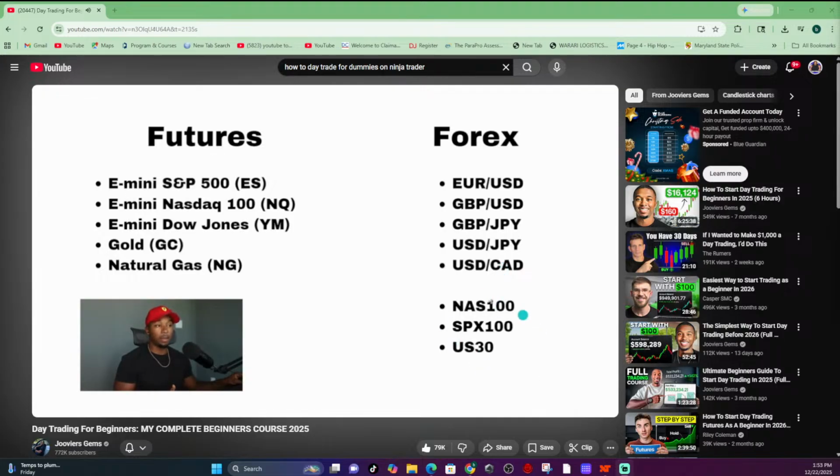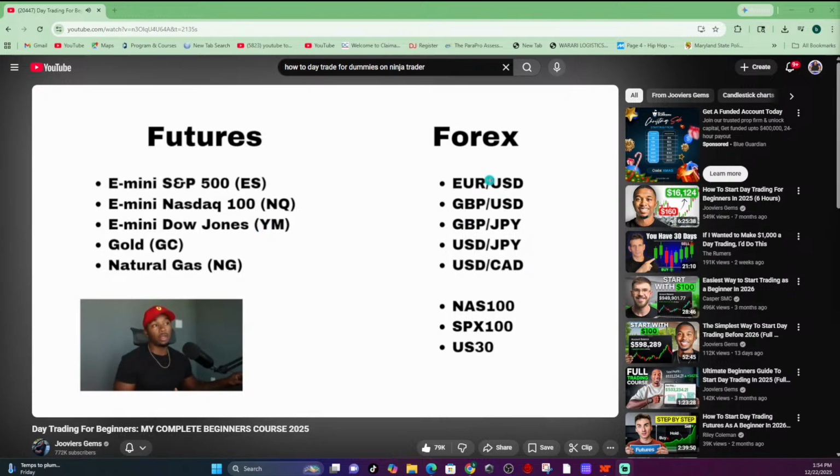Now keep in mind, I put 3 down here as well. These 3 are basically the same as these 3 up here. NAS 100 is the same as NQ. It's just the Forex version of NQ. We also have SPX 500 or S&P 500, which is the same as ES on the futures side. Then we also have US 30, which is the same as YM on futures. So just keep that in mind.